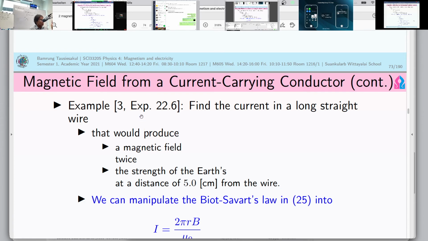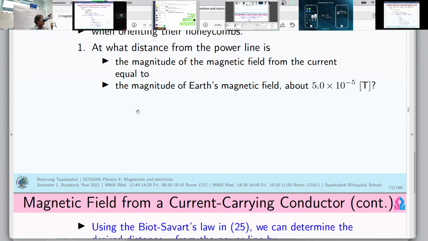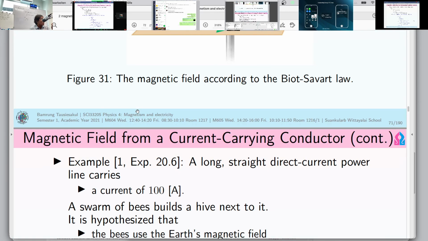The Biot-Savart law, which should be one part of our midterm exam. Let's remind ourselves of this formula.